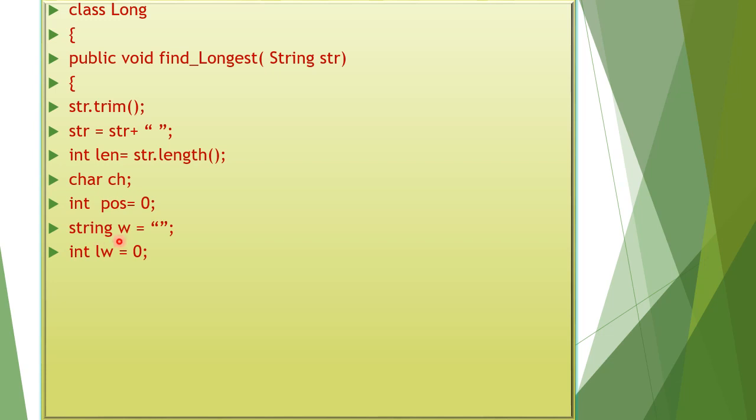The variable w of string type, which is initialized to null string, is used for storing each word of the sentence. And the variable lw is used for storing the length of each word, or the number of characters in each word, and that is initialized to 0.